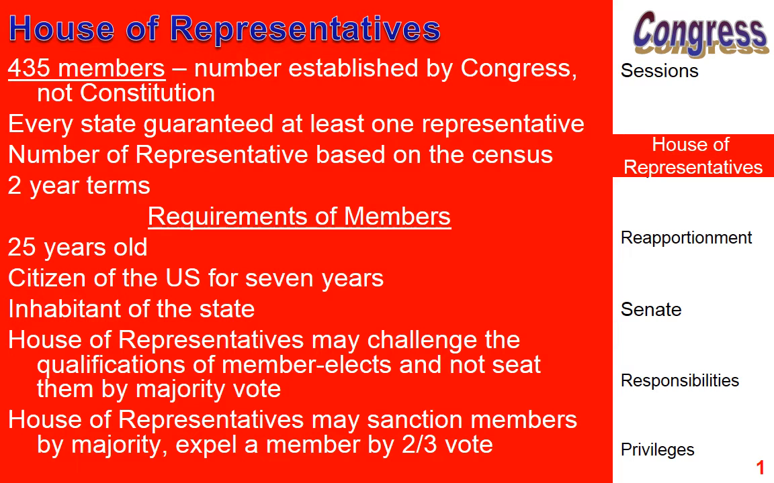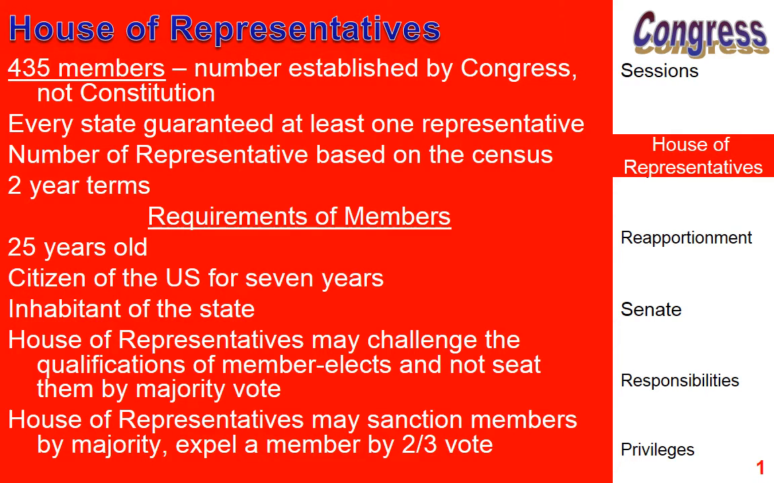This is Chapter 10, Congress, Discussion Number 2, the House and Reapportionment. The House of Representatives has 435 members. Now, that number is not established by the Constitution. In fact, for a long period of time in American history, the number was simply growing because, for example, every 25,000 or every 30,000 people that you had in the state, you got another member of Congress.